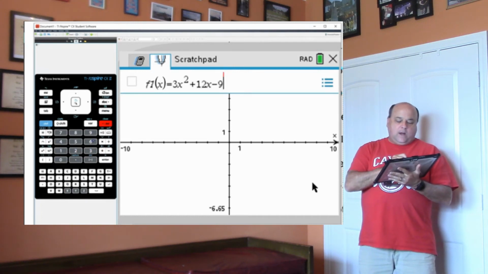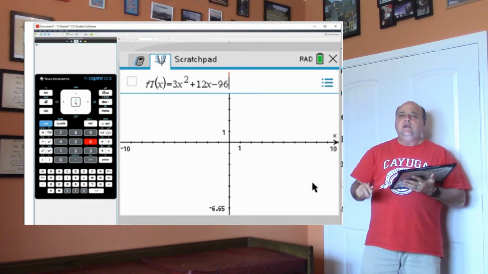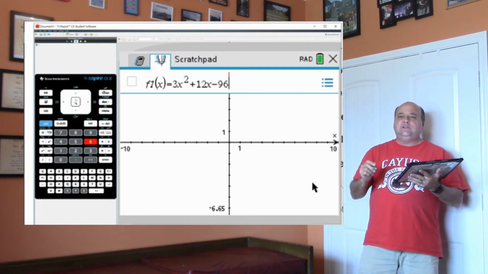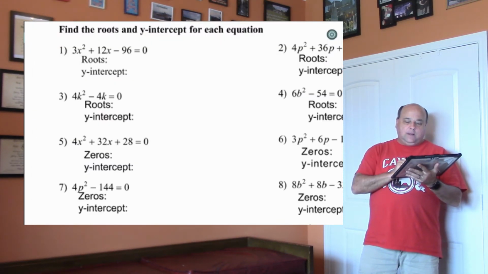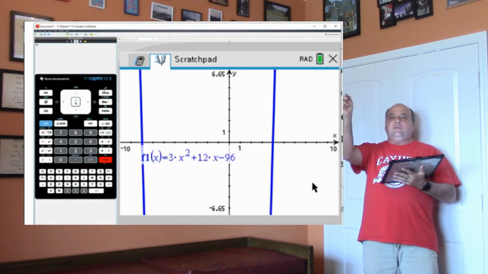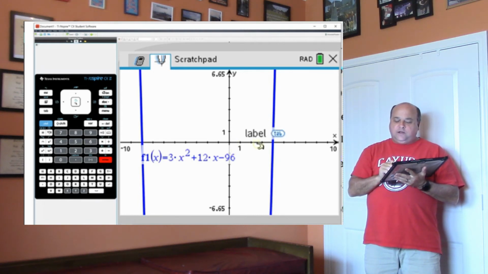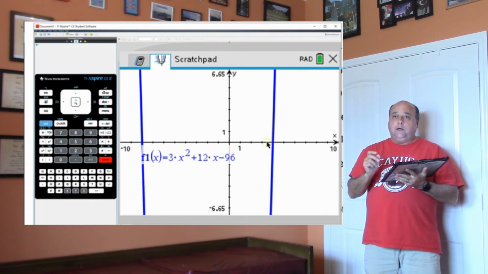Notice on this one, the y-intercept is at -96. That's way, way down in it. So when we trace this, we're going to go way, way down. We will not see this graph, will we? When we graph it. Let me make sure I got it right. 3x squared plus 12x minus 96. So I'm going to hit enter. And we only see the left and right part. We don't see the bottom, do we? But notice here, I can count 1, 2, 3. My y-intercept is going to probably be at 4 in it.